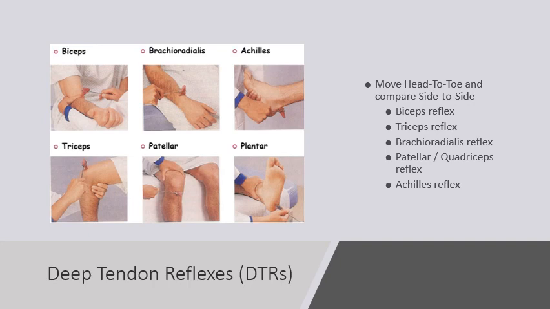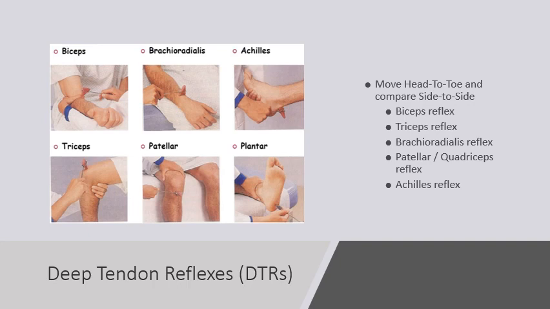So you're going to, again, head to toe, side to side, look at biceps, triceps, brachioradialis, patellar, quadriceps, and Achilles reflexes. And you've probably had these done before when you were in an office. This is a picture, it includes plantar as well, which would be like a Babinski, but this just gives you an idea of some of the reflexes and where you would hit them with the reflex hammer. And you notice that sometimes you're striking directly onto the patient and sometimes you're striking yourself.